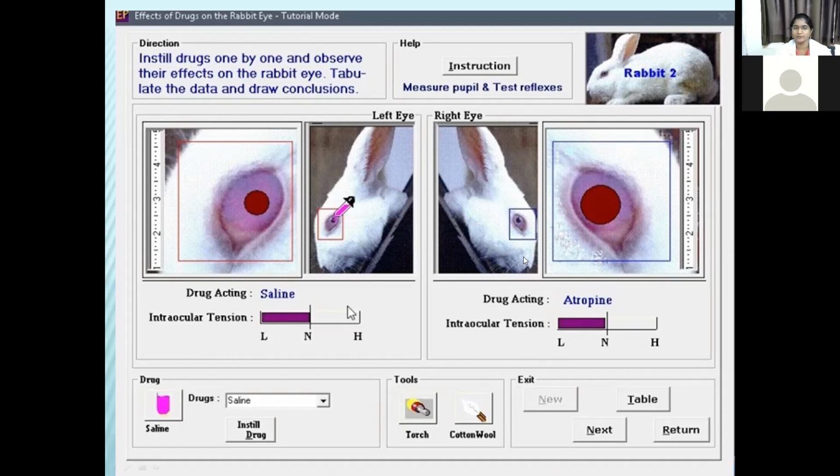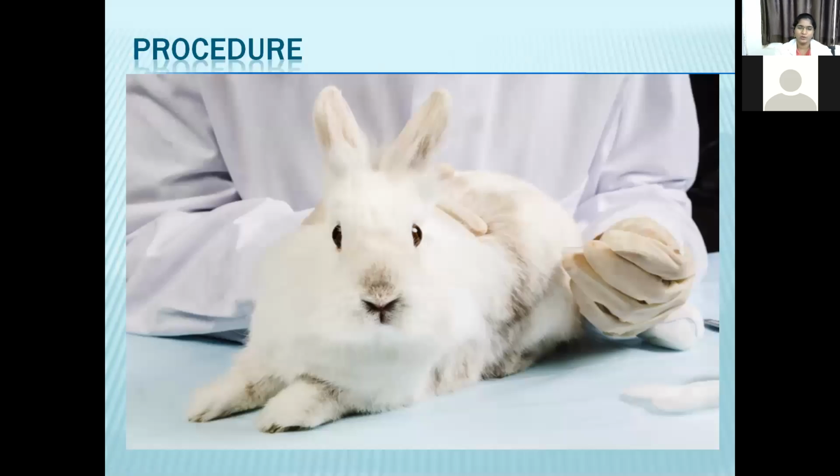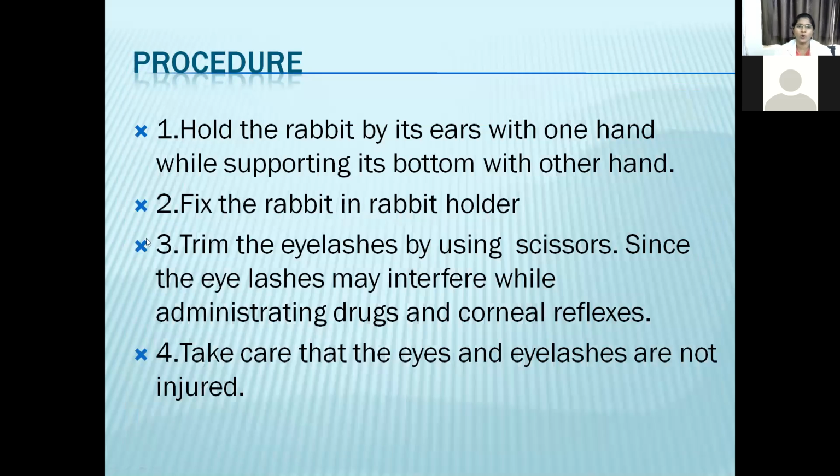Okay. Then next, procedures. This procedure you have to write in your records. First, we have to select a healthy rabbit and tame the rabbit. Then hold the rabbit by holding the ears with one hand while supporting its bottom with the other hand. Like this, we have to hold the rabbit.